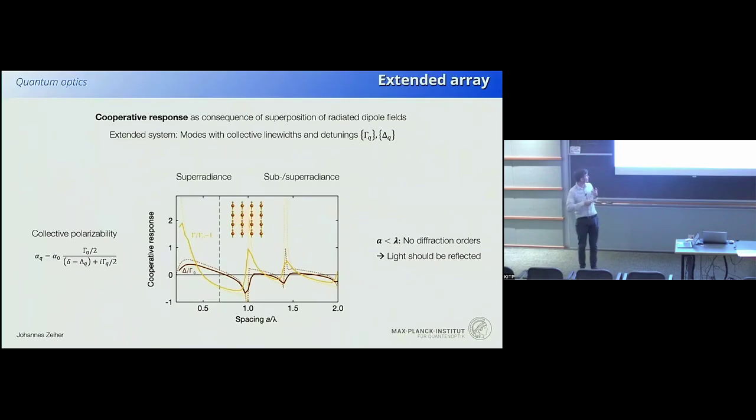And what we can ask then is, what happens if we now take such an array that has these collective modes, we take a Gaussian beam that we have access to in free space, and we ask for the response of this array to shining in this Gaussian beam.